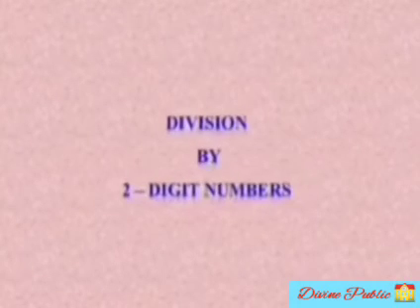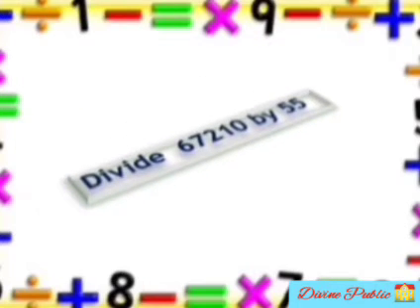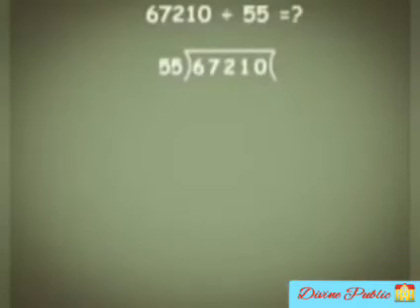Now see another example, division by 2-digit numbers. Divide 67,210 by 55. Firstly, we will divide 67. As we know, 55 multiplied by 1 equal to 55. So we write 1 in the thousands place of the quotient and 55 below the 67. And then subtract 55 from the 67, which is equal to 12.